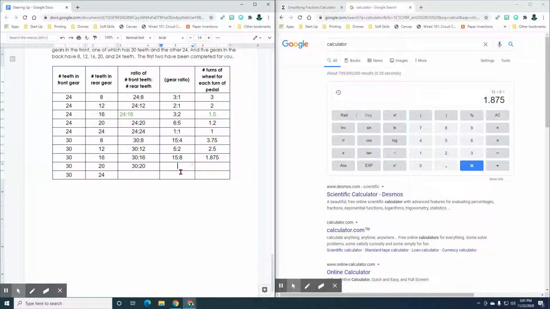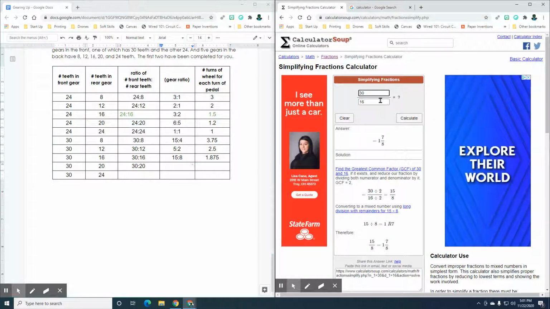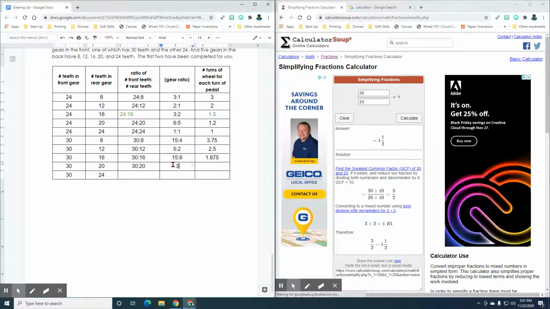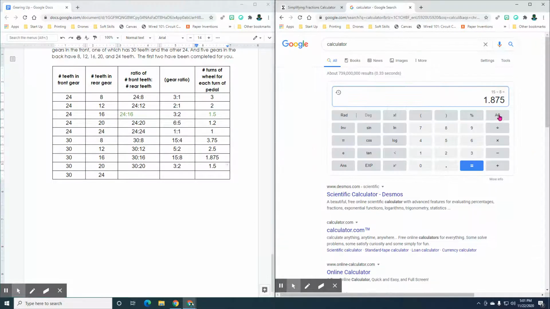Next one we have is 30 to 20. Now, these are both divisible by 10. If I knock off both of those, you should get 3 to 2. Let's just double check here. 3 to 2. Which if we look up here, 3 to 2 we already did for us. It's 1.5. But in case you don't believe me, let's do 3 divided by 2. 1.5.